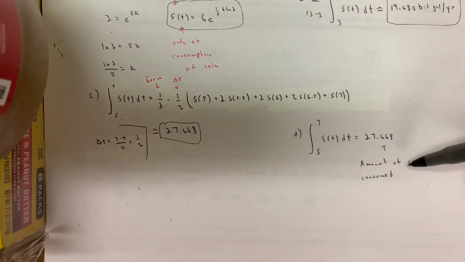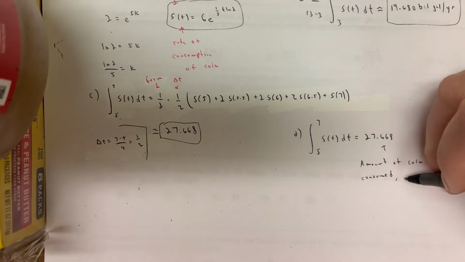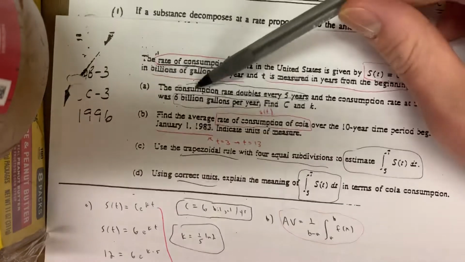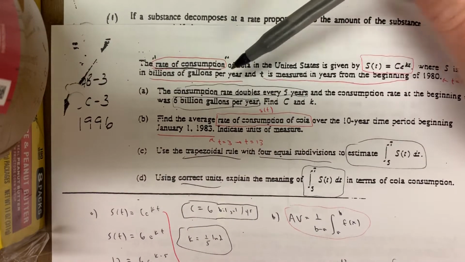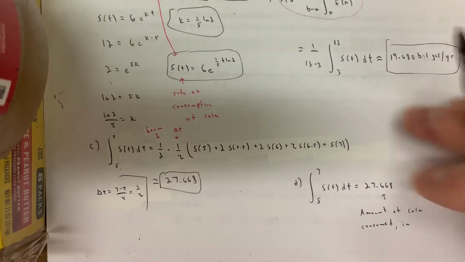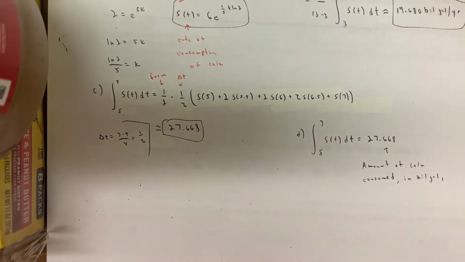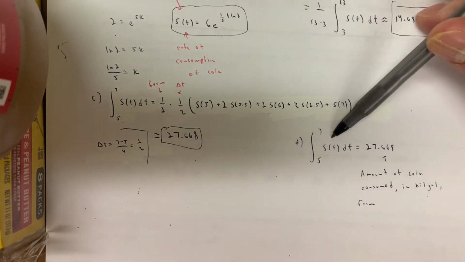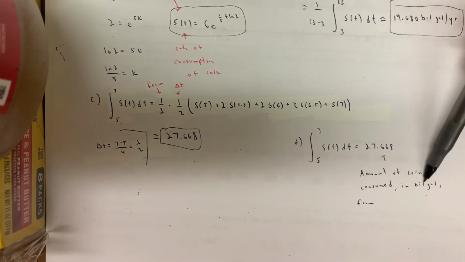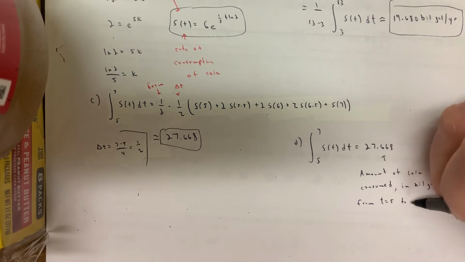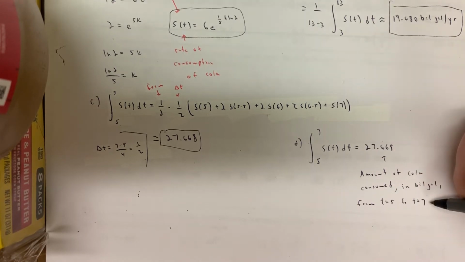Anyway, so the amount of cola consumed, now you have to put units here. The rate of cola consumption is in billions of gallons per year, so the amount of cola consumed will be in billions of gallons, or bilgal. But when you explain a definite integral, make sure you put a unit for the answer, and you put a unit for the bounds from t equals 5 to t equals 7. Five and 7 are in years.